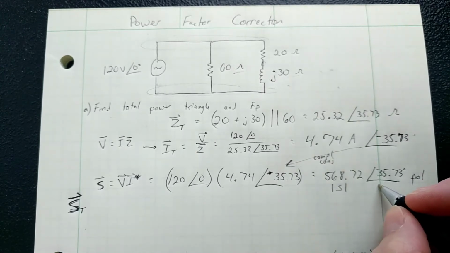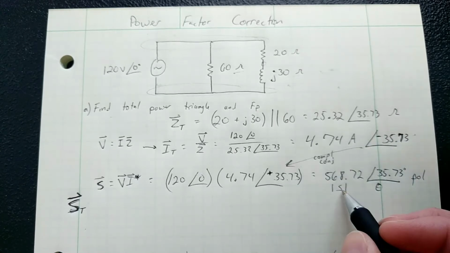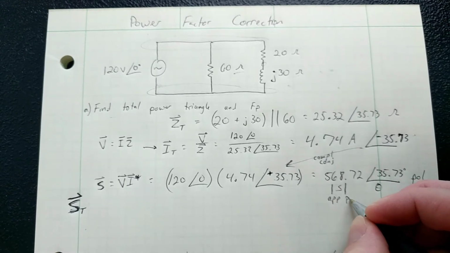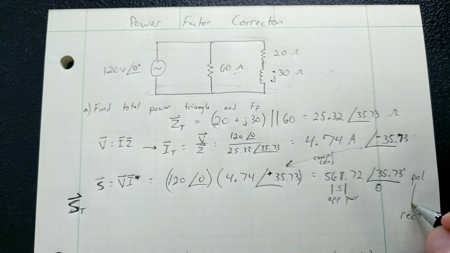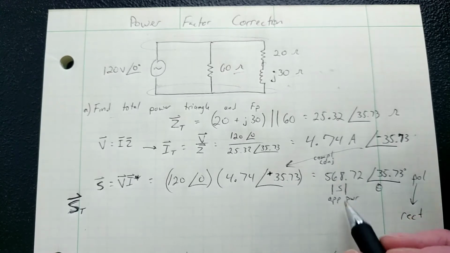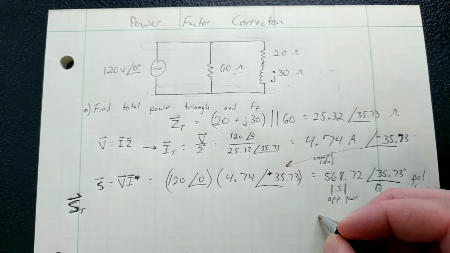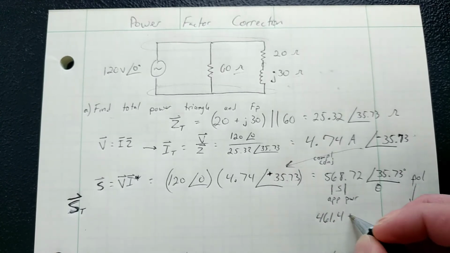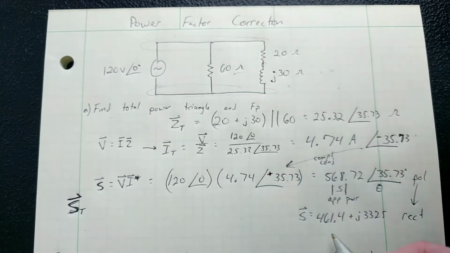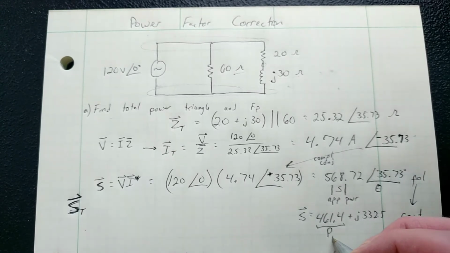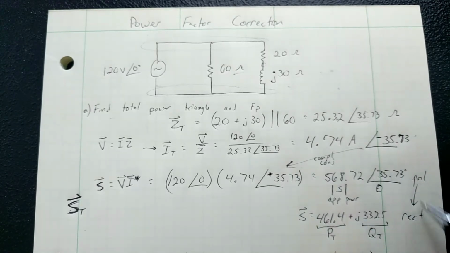When we have this in the polar form, which is what this is, what we already have is S, and on the angle, we have the theta that's going to go inside the triangle. The S here being the magnitude, which is apparent power. And simply going from polar to rectangular in the calculator, we get 461.4 plus J 332.5. This is still the complex power, but now this portion is the P total, the real power total, and this is the Q total.